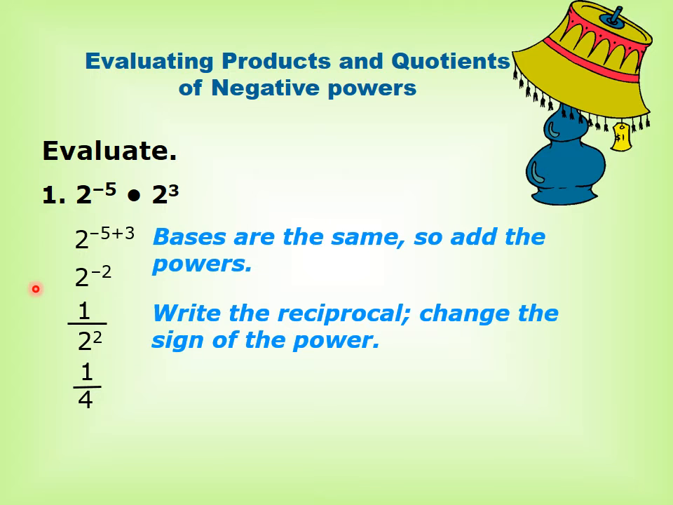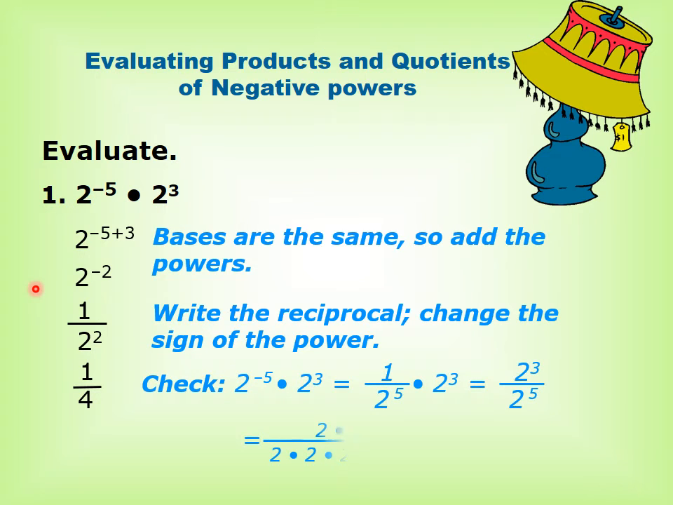If we want to check the answer or solve in another way, 2 power negative 5 times 2 power 3 equals, find the reciprocal of this number, 1 over 2 power 5 times 2 power 3 equals 2 power 3 over 2 power 5, multiplying the two quantities. 2 power 3 means 2 multiplied by itself 3 times, 2 power 5 means 2 multiplied by itself 5 times. Cross 3 2's from the numerator and 3 2's from the denominator, then the answer equals 1 over 4, which gives me the same answer.